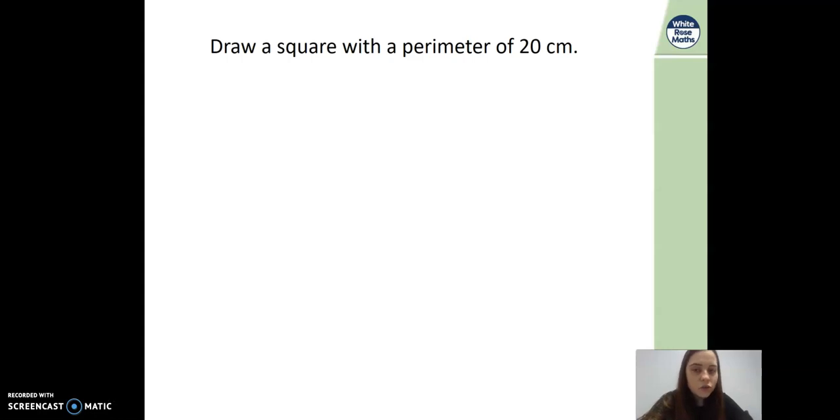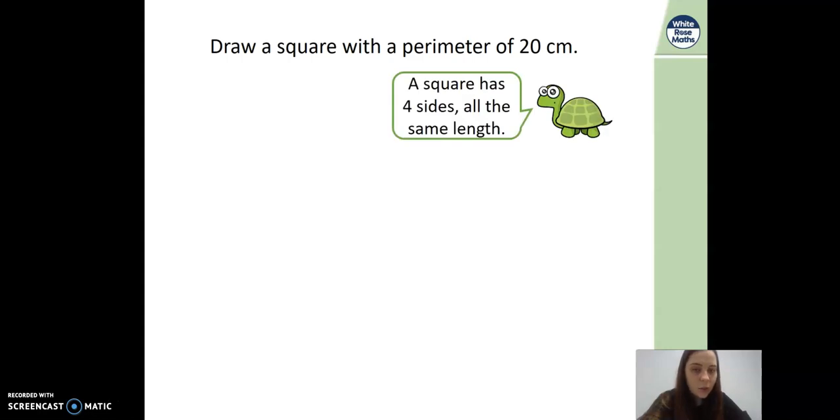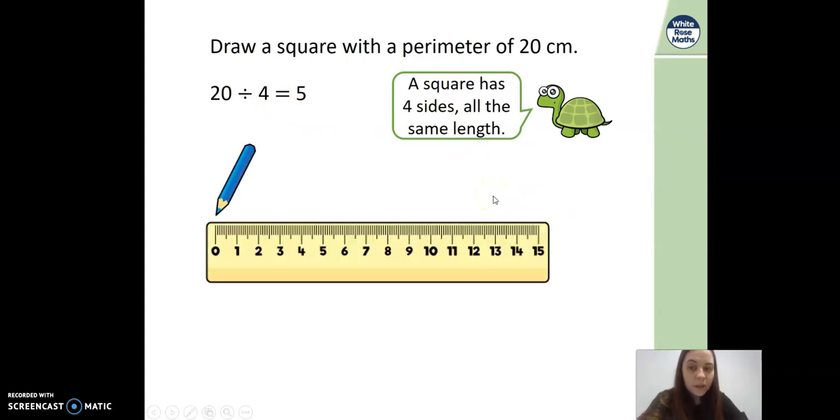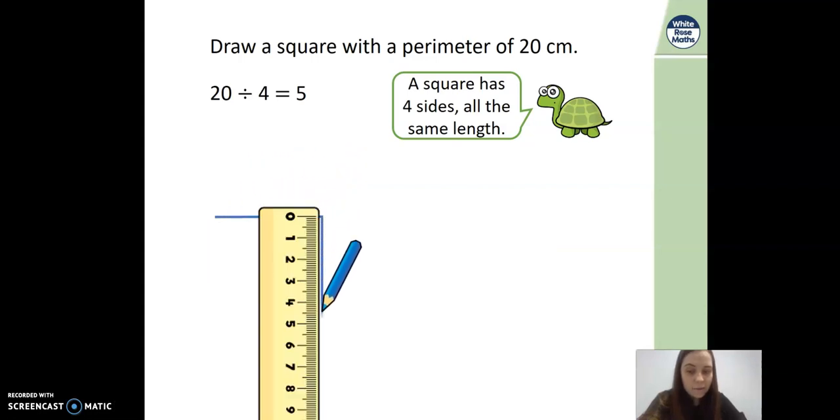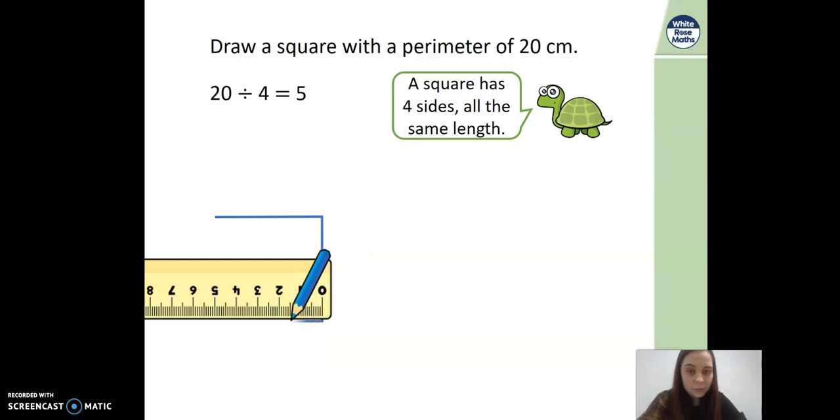Okay, now it's asking us to draw a square with a perimeter of 20 centimetres. Now that we know that each side has to be equal, if we've got 20 centimetres and a square has 4 sides that are all the same length, then we know that we need to divide 20 by 4 to get how long each side needs to be. Of course 20 divided by 4 is 5. So each side of our square needs to be 5 centimetres.